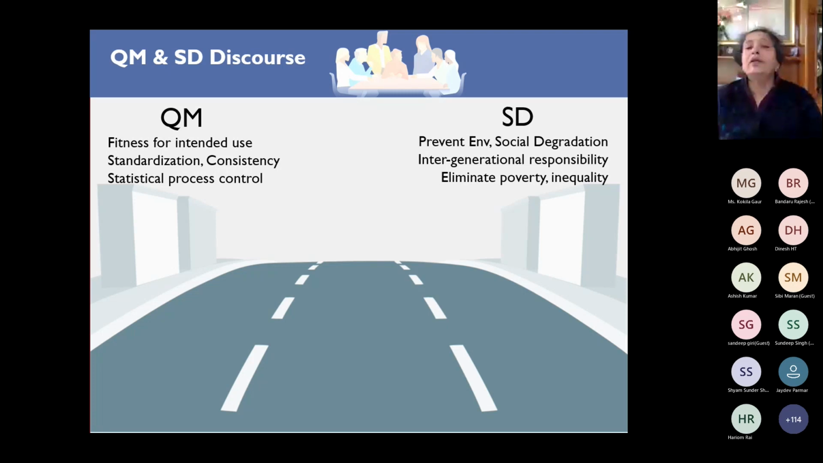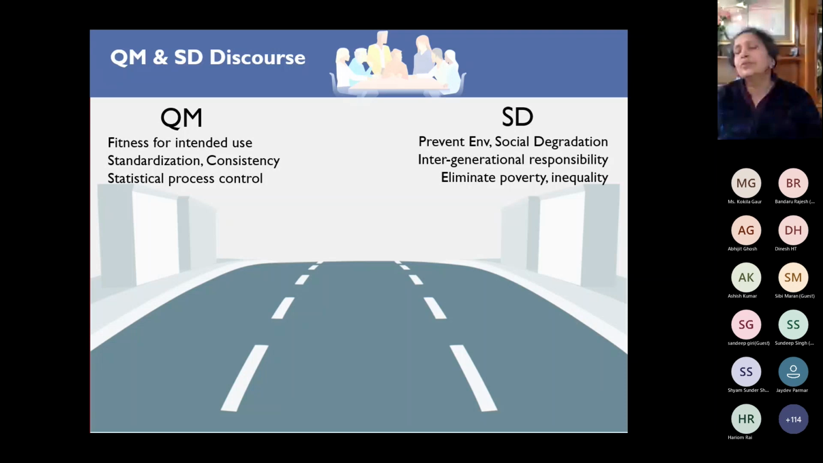I suppose most of us now are very conscious of the need to prevent environmental and social degradation. Perhaps one would say that if somebody is not conscious of this need in today's time, they are perhaps living in a cocoon and not conscious of what is happening in the world around them. The second issue we talk about in sustainable development is intergenerational responsibility.